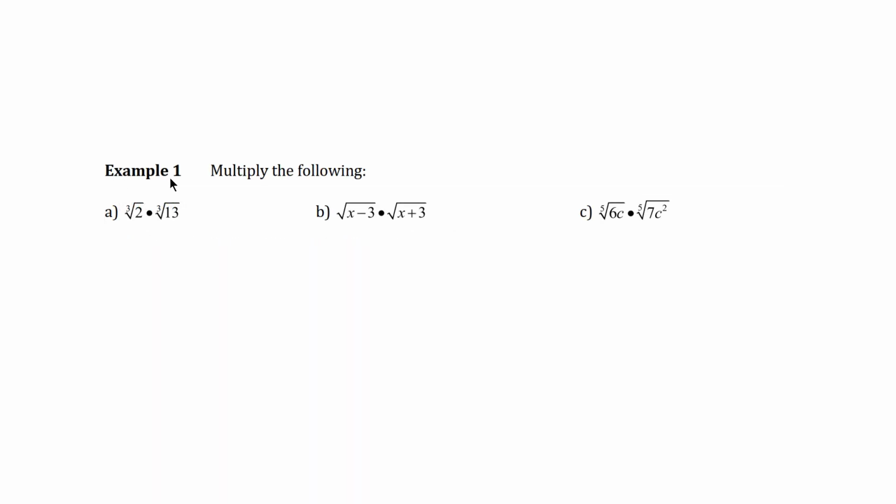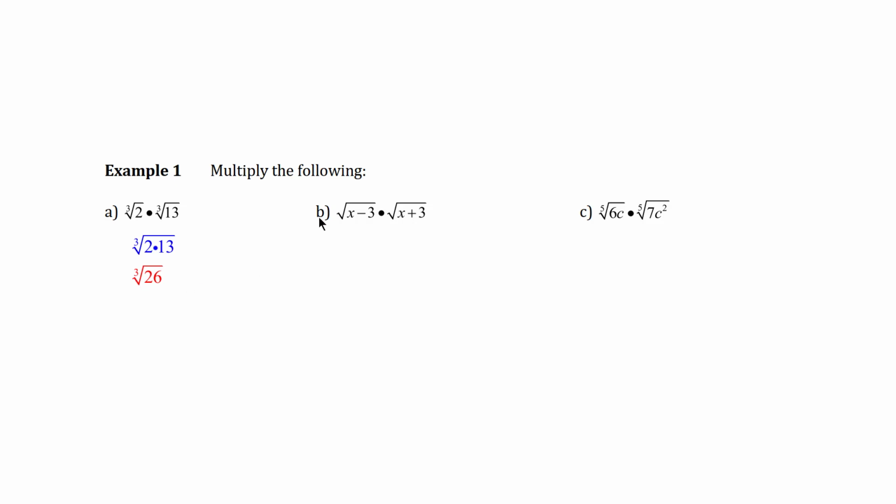For example number 1, multiply the following. For part A, we have the cube root of 2 times the cube root of 13. For this problem, we need to use the product rule for radicals. Since we have a product between two radicals with the same index, we could just combine everything under one radical. So we get the cube root of 2 times 13. Next, we simplify by multiplying 2 times 13, which is 26. So our final answer is the cube root of 26.